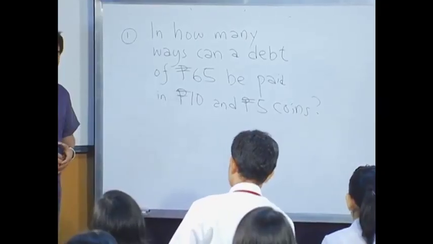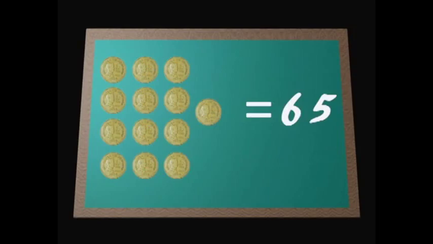Of course, 65 is very small. One way of paying it is if we have 6 tens and 1 five. Or we can have 0 tens, no tens, but we can pay it purely in 5 peso coins. So we have 13 coins.